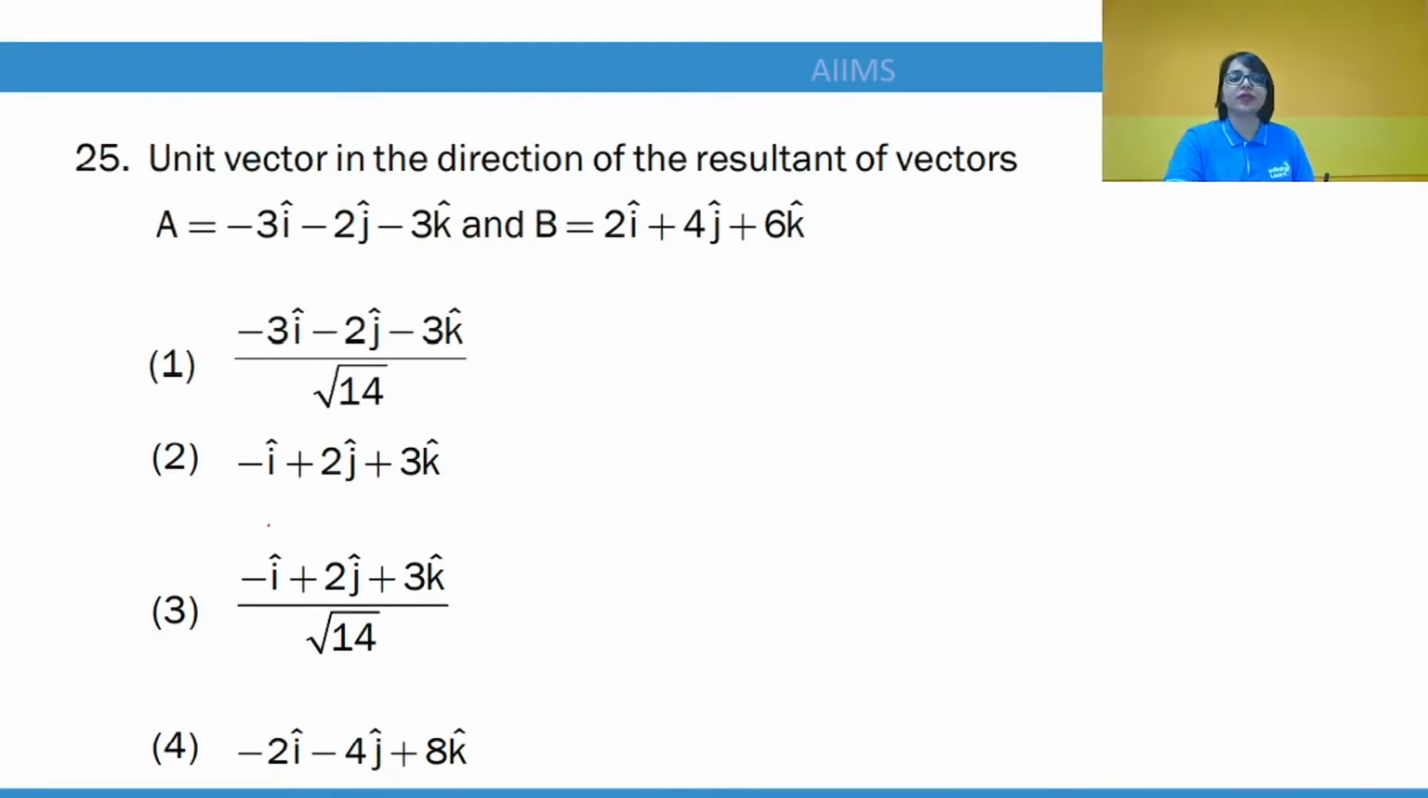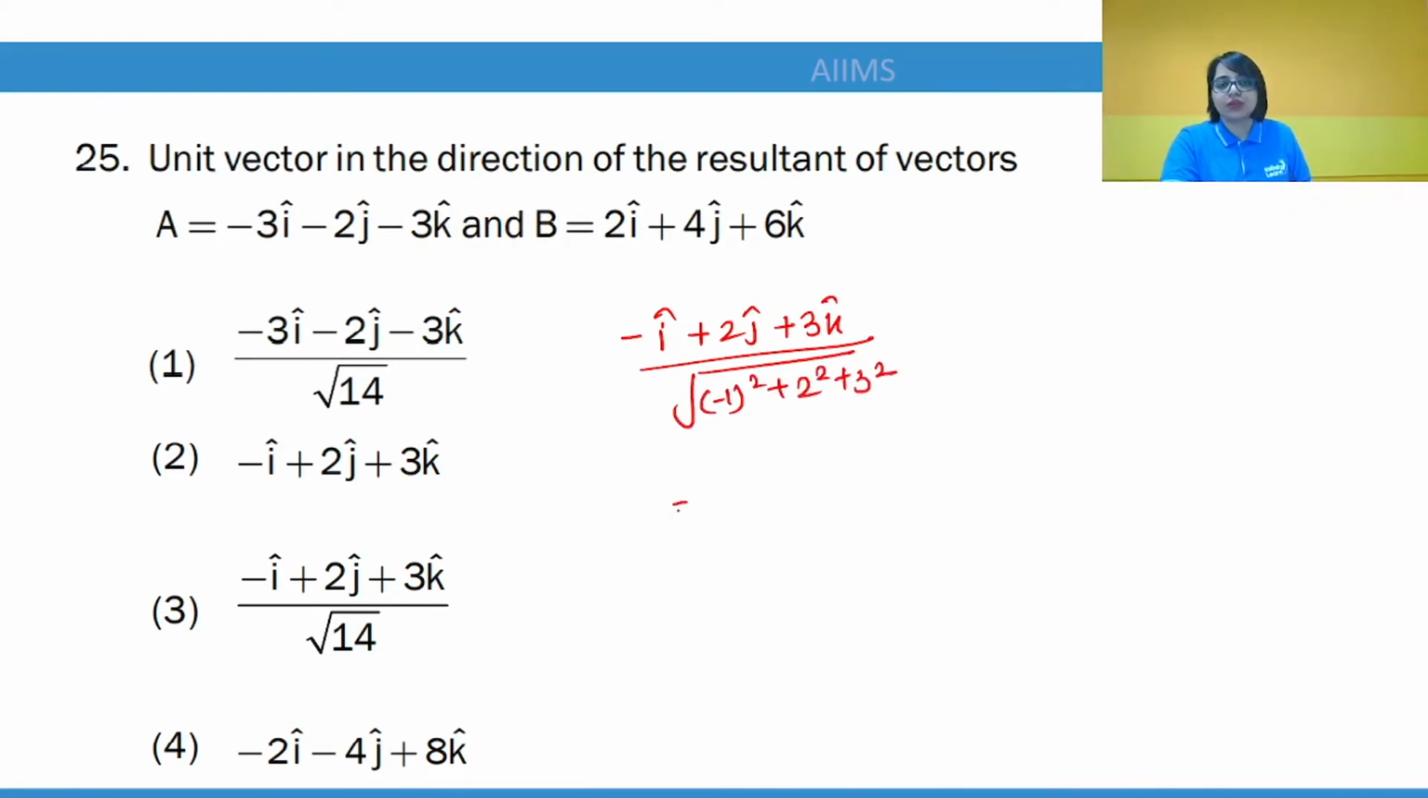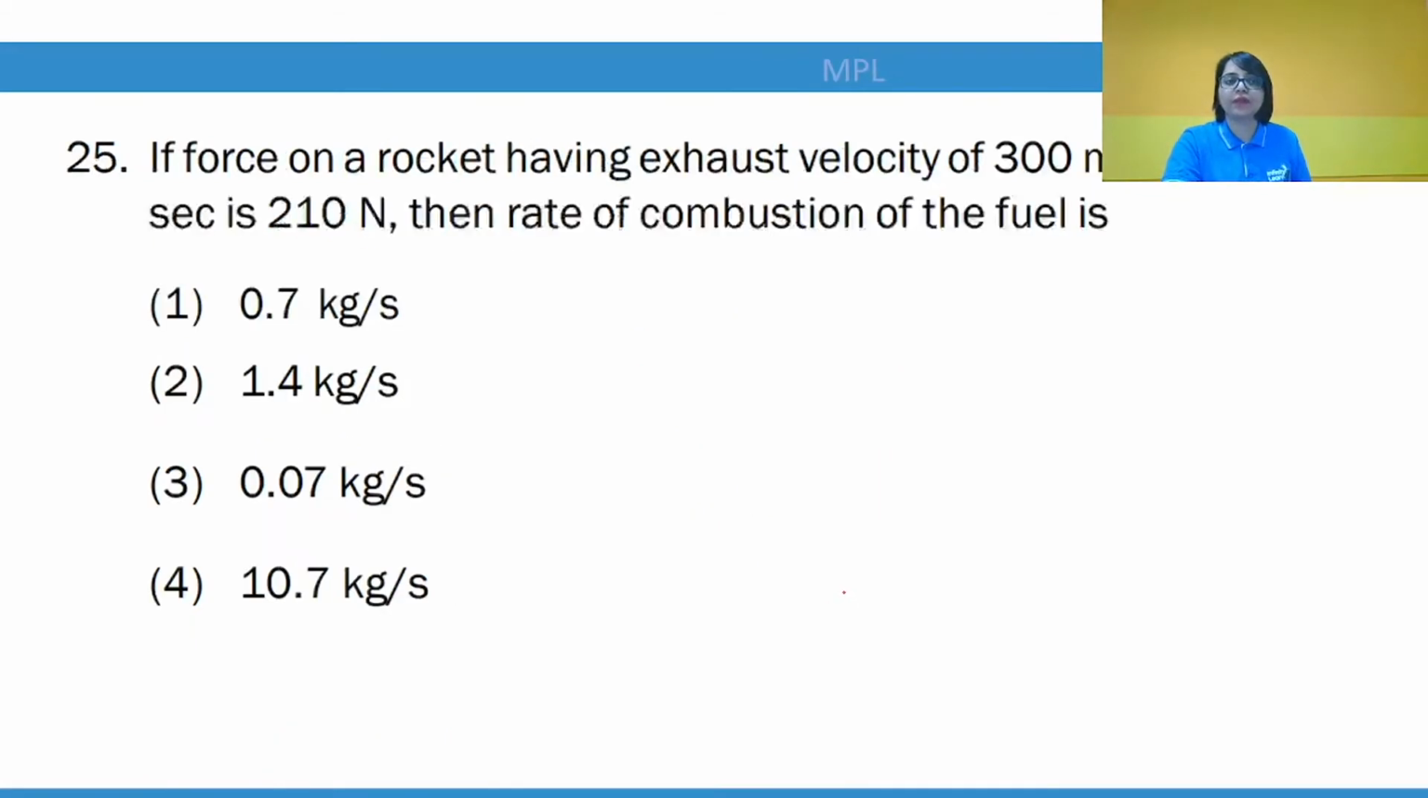Next is question number 25. Unit vector in the direction of the resultant of vectors is. So the resultant will be a vector plus b vector, that is minus i cap plus 2j cap plus 3k cap, and the unit vector will be divided by its magnitude. So it is under root of minus 1 whole square plus 2 square plus 3 square. So it is minus i cap plus 2j cap plus 3k cap divided by under root of 14, which is option 3.